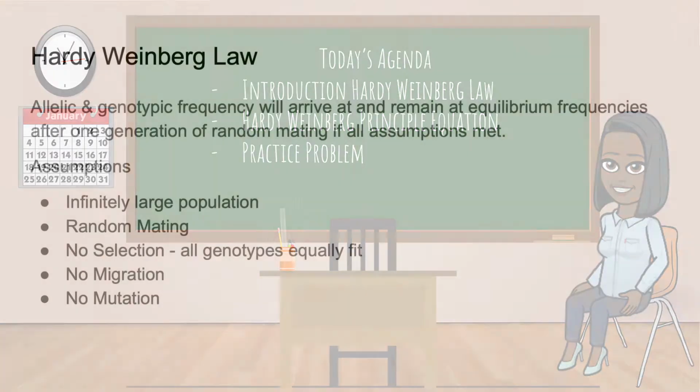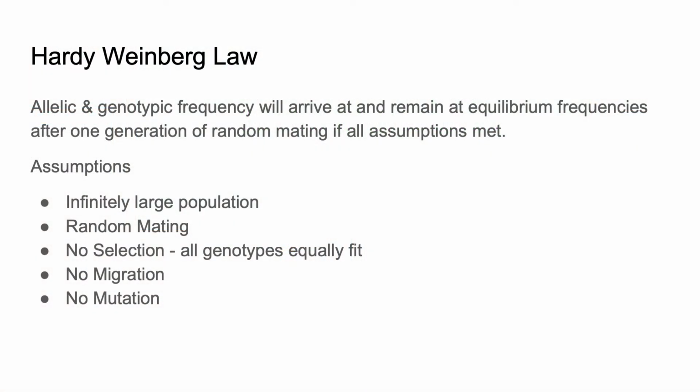I'll be teaching you today about Hardy-Weinberg law, and I'll be showing you a practice problem. In Hardy-Weinberg law, allelic and genotypic frequencies will arrive at and remain at equilibrium frequencies after one generation of random mating if all assumptions are met.